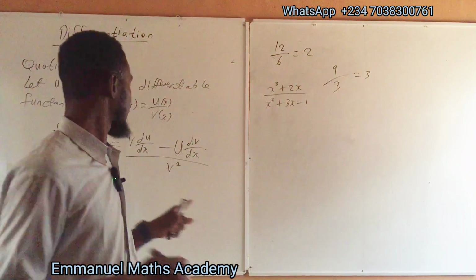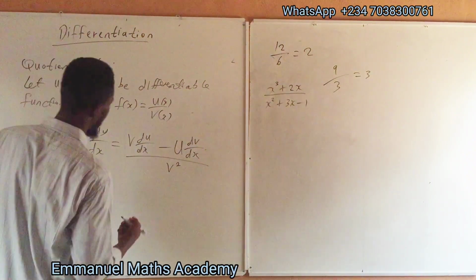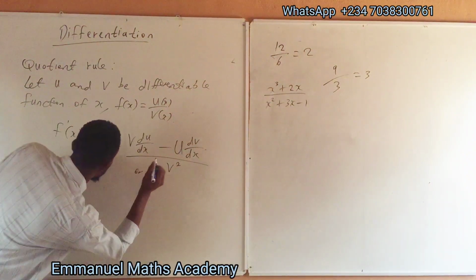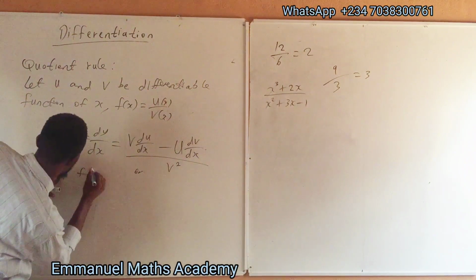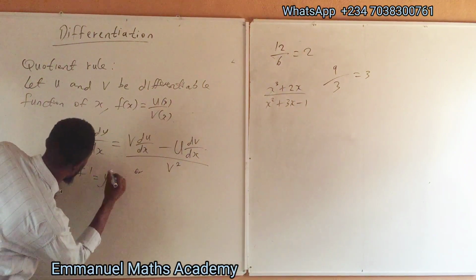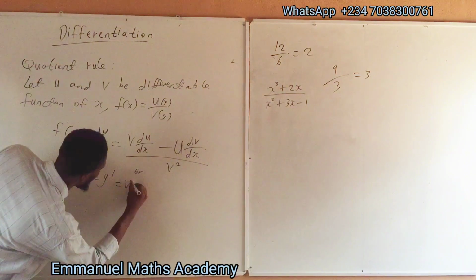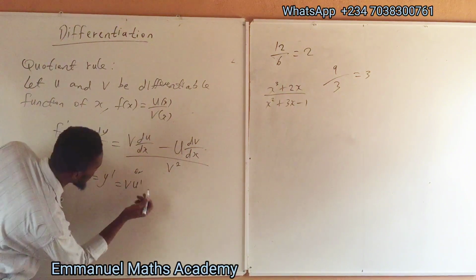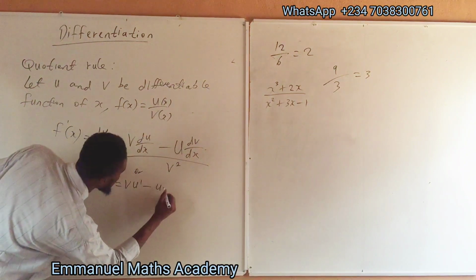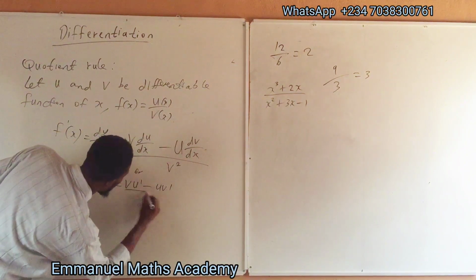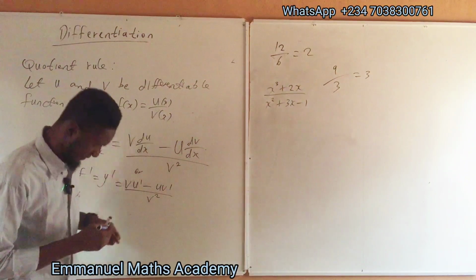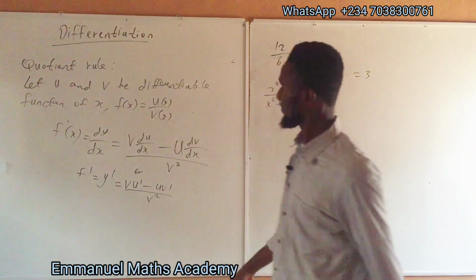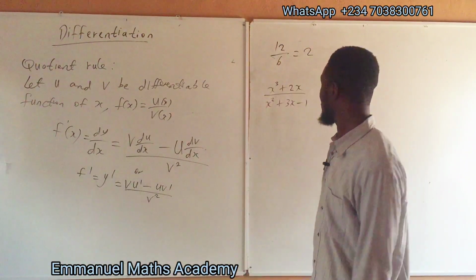Is that correct? Now this can be rewritten. You can write f prime, or y prime, equal to v u prime minus u v prime, all over v squared. It's still the same thing.